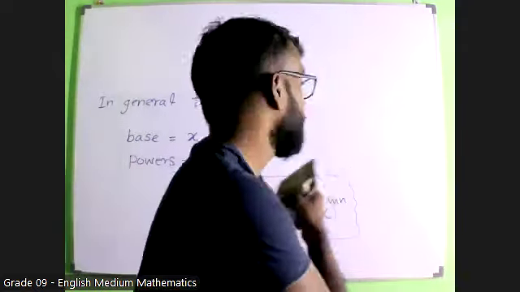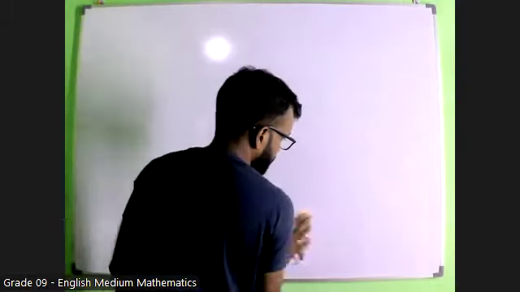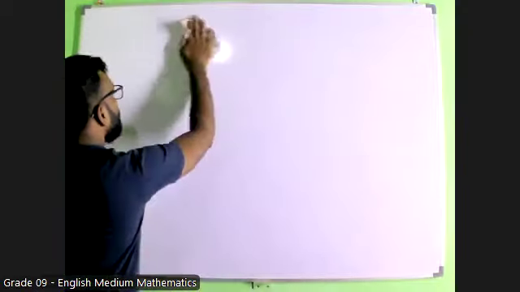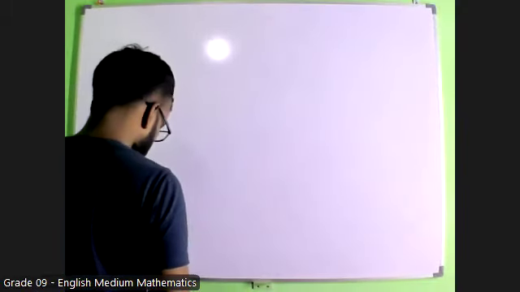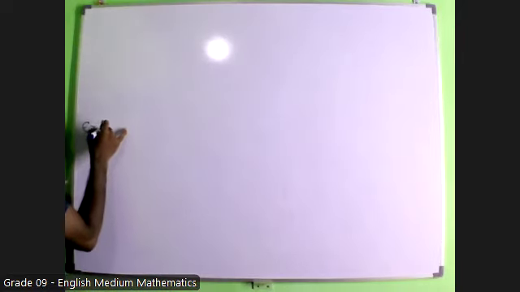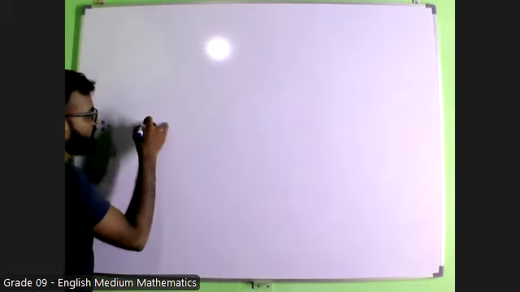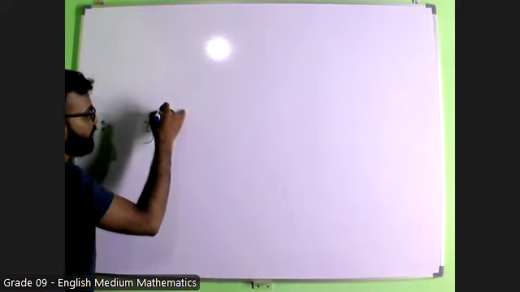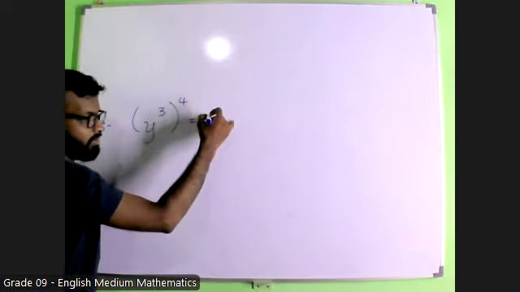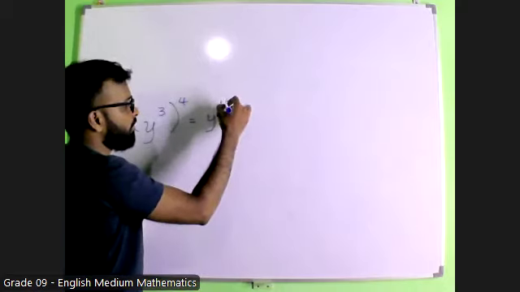Right. Let's do some examples. Power of powers. Example number 1. Let me know the answer. Y to the power 3 to the power 4. What is the answer? y to the power 12.